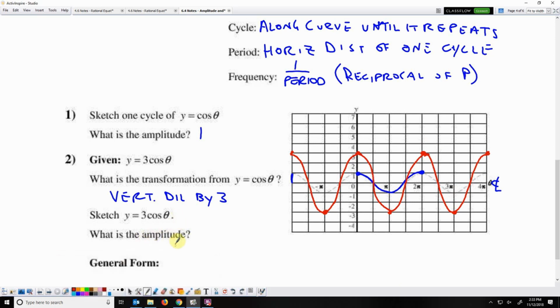Okay, so we've sketched it. Now, what's the amplitude? So from the center line up, the amplitude is 3. So whatever number is right here in front of sine or cosine, that's going to be your amplitude. So a general form of that is y equals a cosine theta, where a is the amplitude.